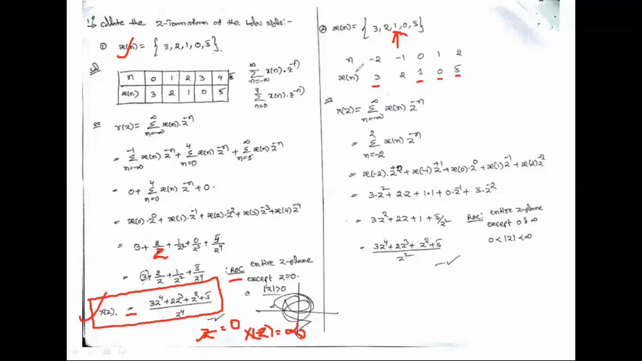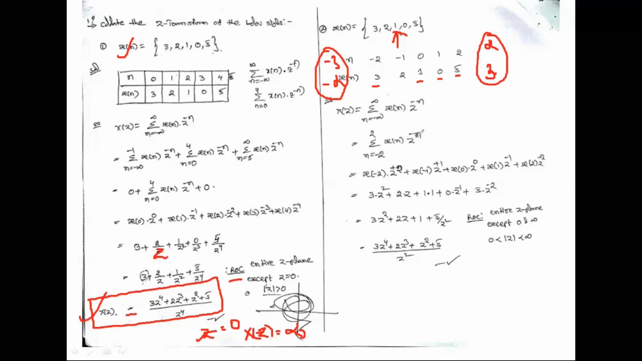Those values are 0. So in this also, minus infinity to minus 3, the value is 0 here. And 3 to infinity, in that range the value is 0. We only have values from minus 2 to 2. So n is from minus 2 to 2.